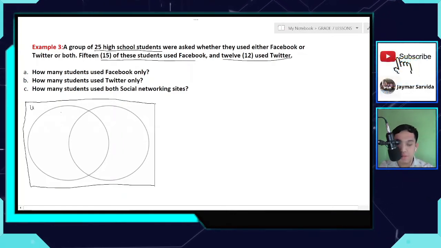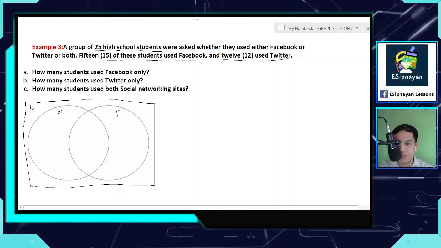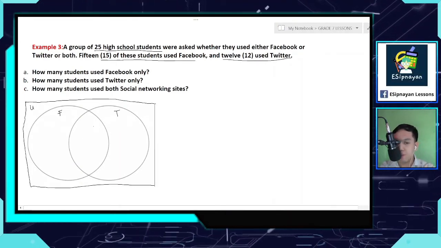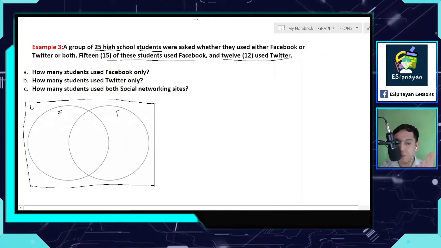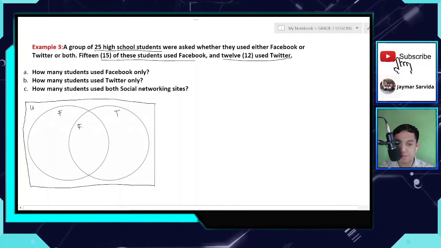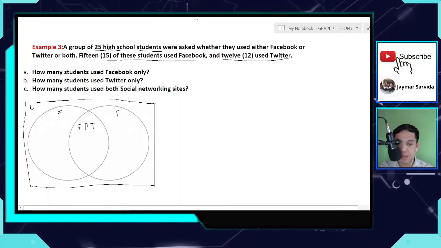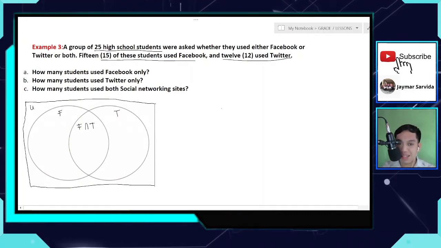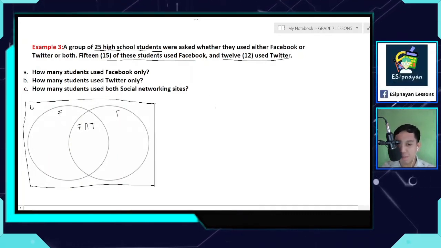So ito yung first circle natin, let's say ito yung sa Facebook, at itong pangalawang circle is for the Twitter. At itong nasa gitna, yung kanilang intersection, yung elements na common. Dito sa problem natin, yung students na gusto both yung Facebook at saka Twitter. Pero wala siya sa given. So yun yung nawawala, yun yung ating hahanapin.